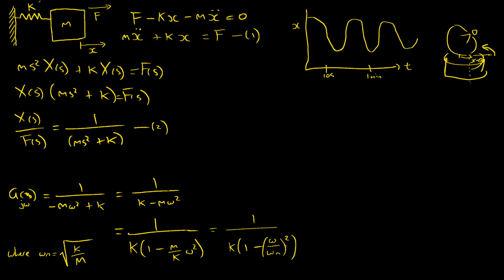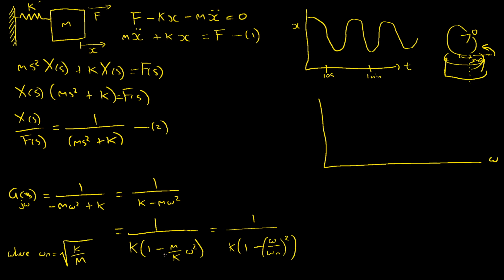Now, why did I just do this? There's a very good reason I did this, and this omega n was not some random choice of variable. Omega n is what we call the natural frequency of this system. So if we were to plot out what's happening again over here, what would this transfer function do as omega approaches omega n?